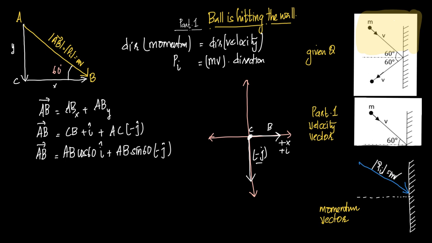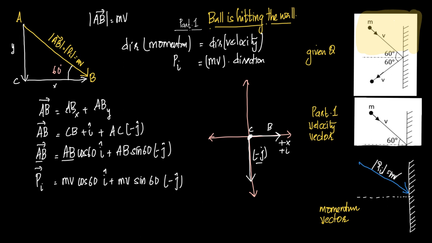Okay, now let us see what is the magnitude of vector AB. We've written here that the magnitude of vector AB is nothing but mv. And what is vector AB? It is the initial momentum vector. So the initial momentum vector pi is equal to the magnitude of vector AB, which is mv into cos 60 i cap, plus AB is again mv into sine 60 along minus j cap. So this is what we're going to keep for reference.